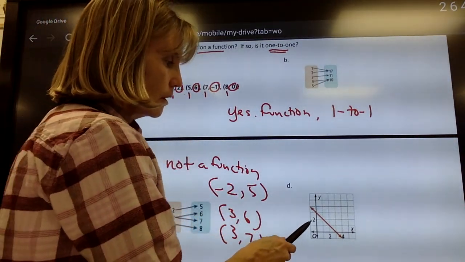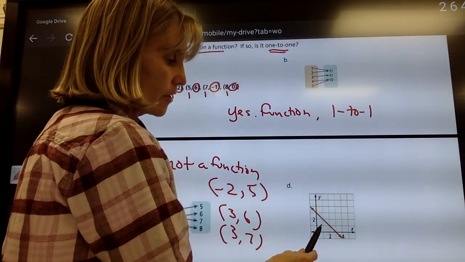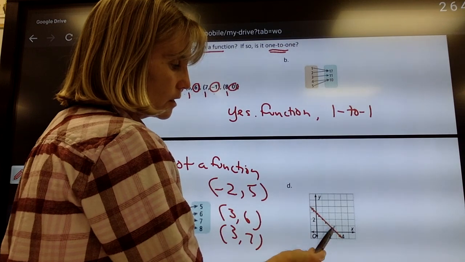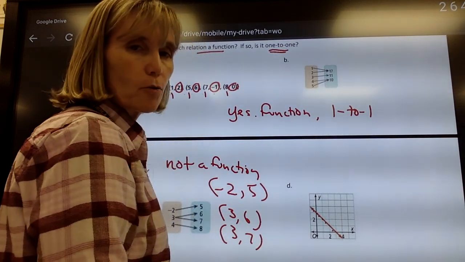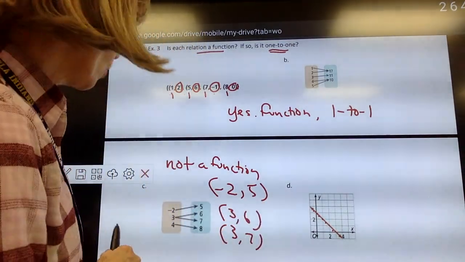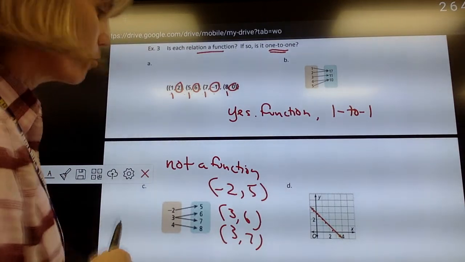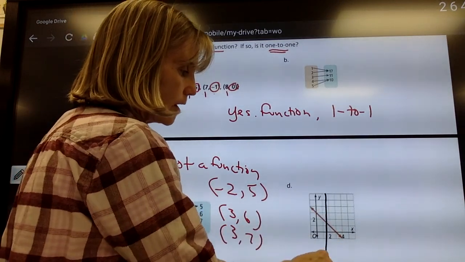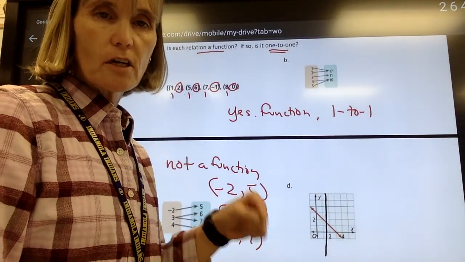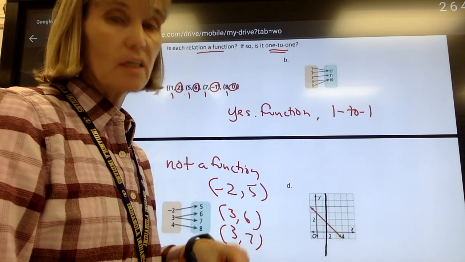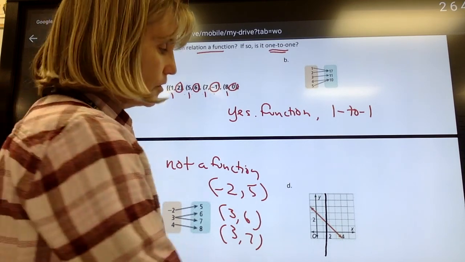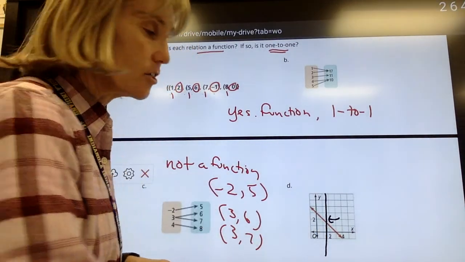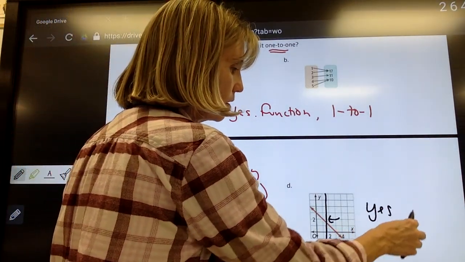With a graph like this, you could go along and try to pick out all these points and figure out if the x value repeats or not. But here's a quick test. Anytime it's graphed for you, we have what's called the vertical line test. If you were to draw a vertical line through that graph and it touches the graph more than one time, it is not a function. If it only touches the graph once, which right there you see an intersection point one time, it is a function. Yes, function.